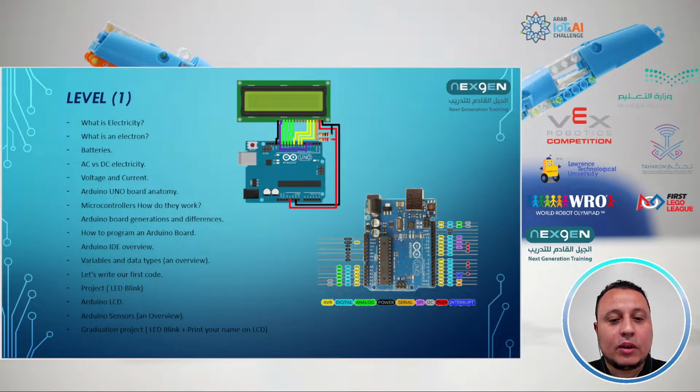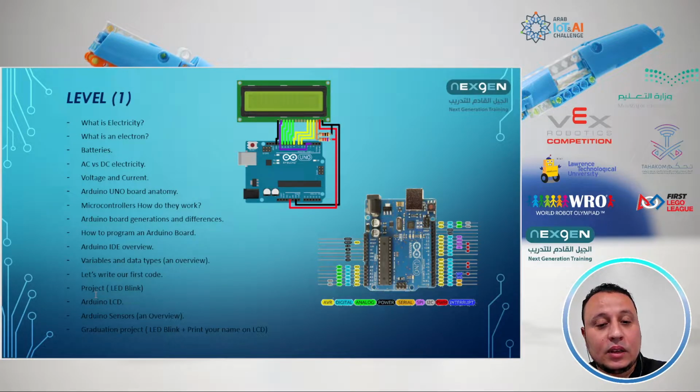Next we're gonna talk about how to program an Arduino board. We're gonna talk about C and C++ programming. Of course we're gonna program the Arduino board through Arduino IDE. So we're gonna give a good overview of Arduino IDE, and then we're gonna move to talk about the basic building bricks and pieces in a code, which are variables and data types and data structures. And then we're gonna try to write our first code.